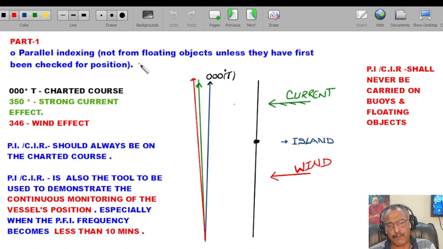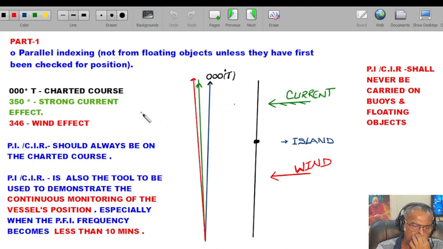So at any point in time, the geographical position of the buoys or floating objects will vary. That is the reason it is imperative not to do parallel indexing or cross index range, PI or CIR. I've written CIR also, that is cross index range, which is the same as parallel indexing. So it shall never be done with floating objects like buoys. Yes, with a beacon, island, or fixed objects it can be done, but not from floating objects.